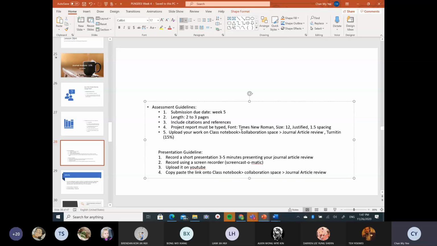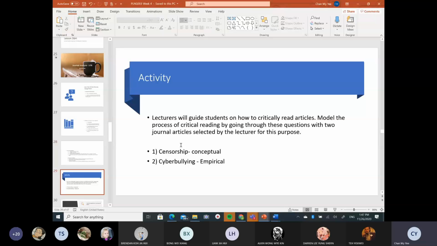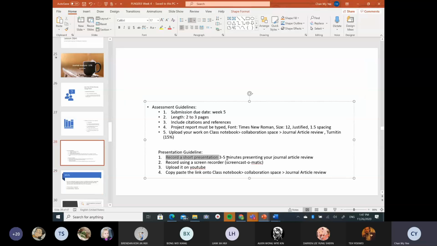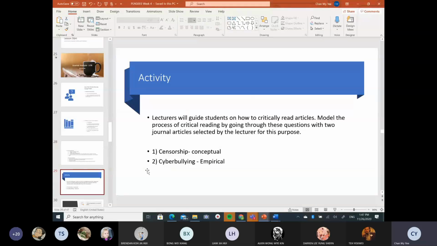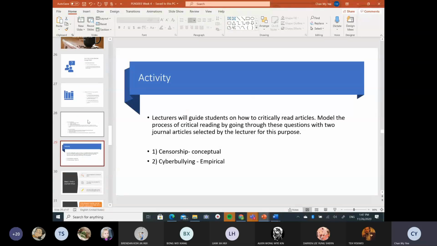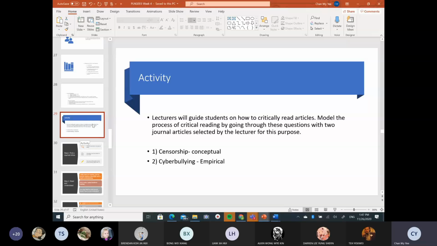You will upload your work onto the collaboration space, journal article review, and also turn it in. The similarity rate must be only 15%. For the presentation, you need to record a 3 to 5 minute presentation of your journal article review. Use a screen recorder like Screencast-O-Matic, upload it on YouTube, and then copy and paste the link into the class notebook, collaboration space, journal article review.